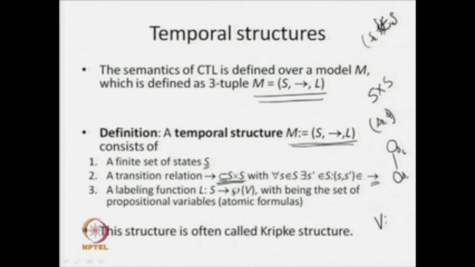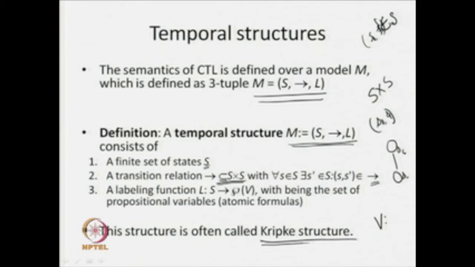The states will be labeled by sets of atomic propositions, which are atomic formulas or atomic variables. What does this labeling function say? It says that this particular atomic proposition is true in this particular state. Since these are atomic propositions, we know their truth values: either they will be true or they will be false. So, if a particular atomic proposition is true in a particular state, we label that state by that atomic proposition. And this structure is often called a Kripke structure.